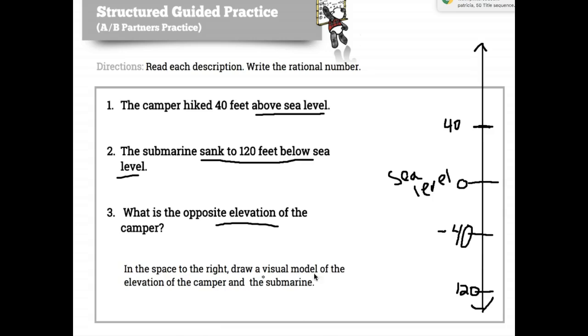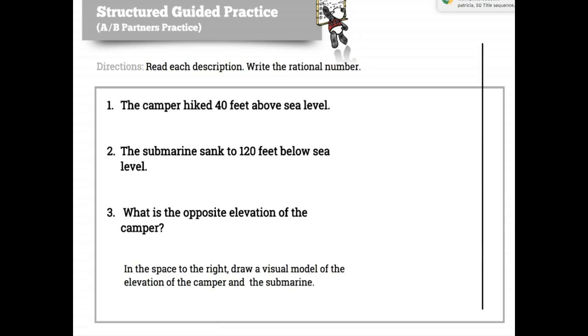Okay, and now it says in the space to the right, draw a visual model of the elevation of the camper and the submarine. Well, that's what I already did here. And again, this is what I want you doing every time you're looking for changes in elevation above or below sea level. Draw your vertical number line, fill your information in, and you will be doing very well with this.